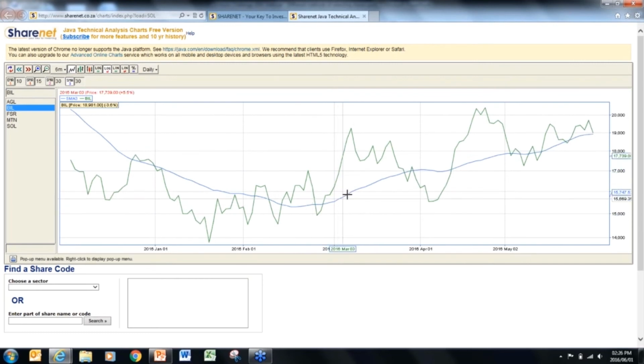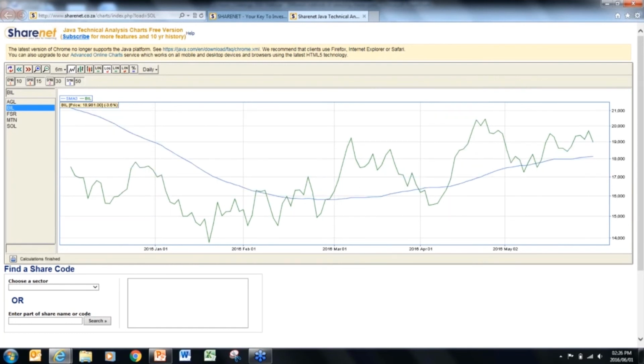You can go and look through a number of shares. You can type MTN, for example. Again, that's a sideways move, a sideways trend. It's not going really up, and it's not going too much down. It's just going sideways. Let's go look at, for example, FSR, which stands for First Rand Bank.